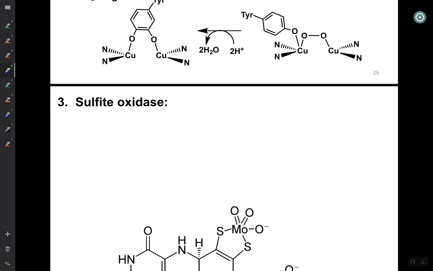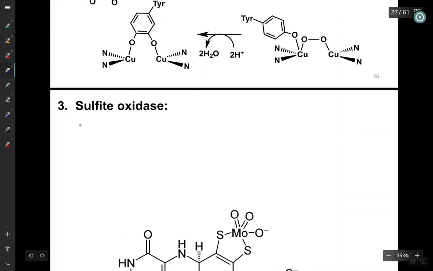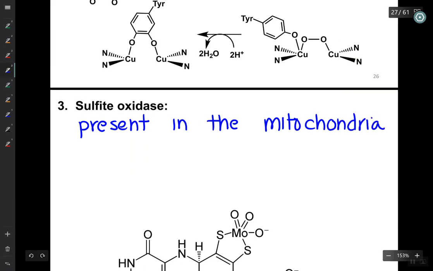Another 2-electron reaction is catalyzed by sulfite oxidase. This is present in the mitochondria. And it transfers electrons to the electron transport chain.